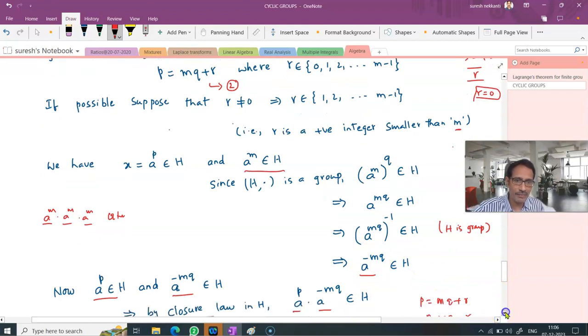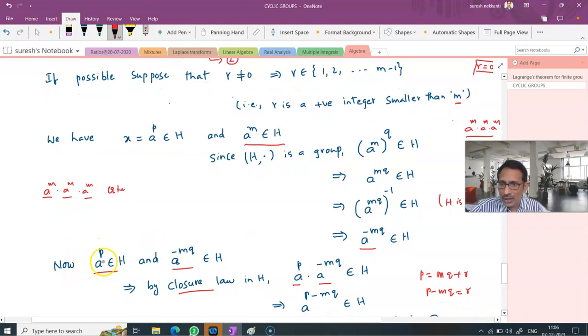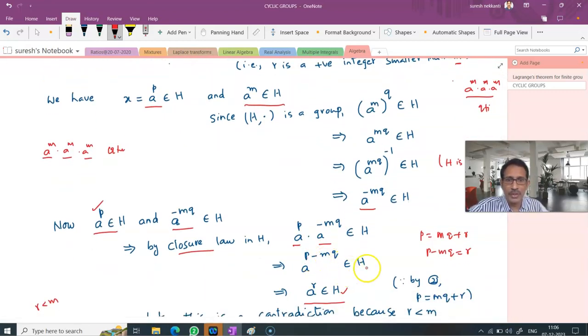Hope you understand this. Now, A power minus MQ belongs to H, and we already have A power P belongs to H. By closure law in H, A power P dot A power minus MQ belongs to H. That means A power P minus MQ belongs to H. Why are we doing this? Because P minus MQ is R, since P is MQ plus R. Therefore, A power R belongs to H.